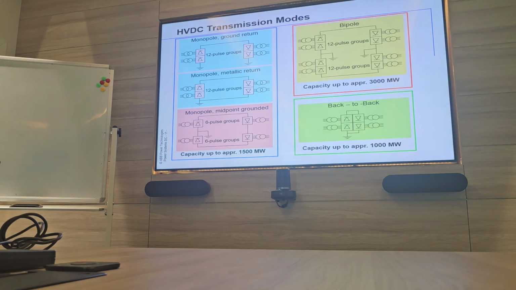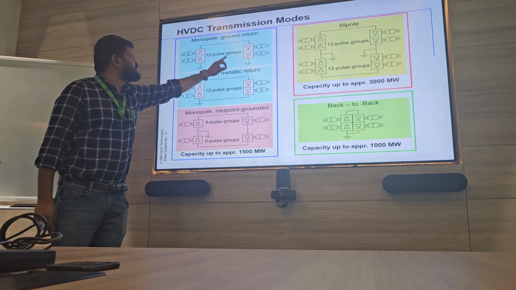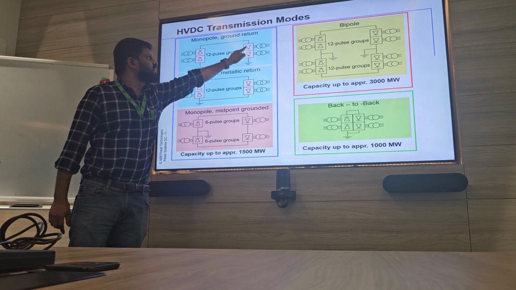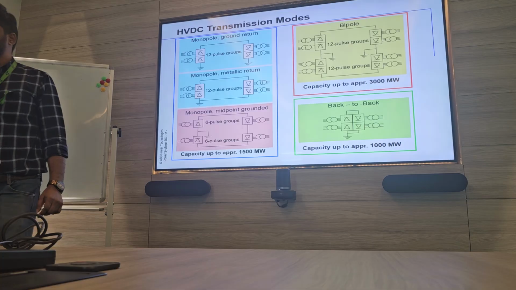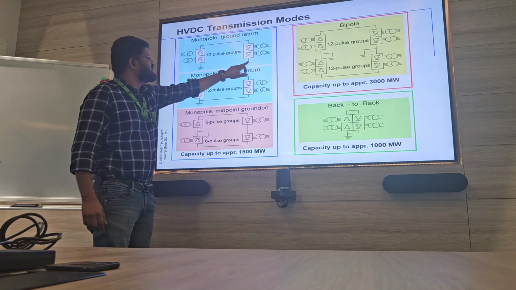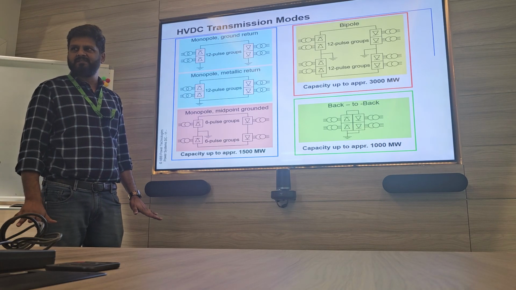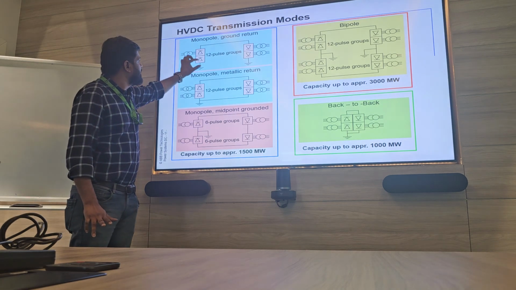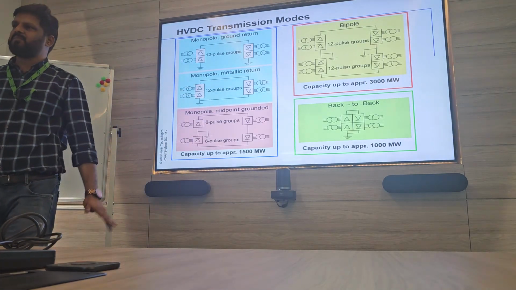These are the different transmission modes. We have monopole, ground return. Both stations are grounded, so the power is transferred with one pole only. How is this possible? Because the current needs a return path. The ground is acting as the return path, that's why there is ground at both sides. Power is coming here, closing here, then flowing here. Ground is the return path.